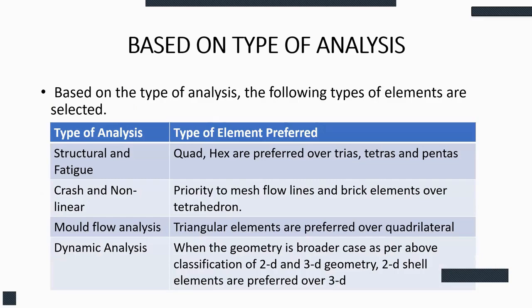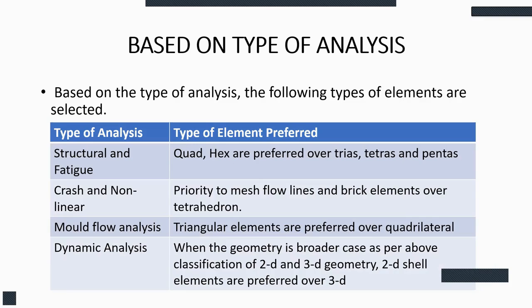Element selection based on the type of analysis. If there will be only structural or fatigue analysis, then quad and hexa elements are preferred. If there is a crash or nonlinear analysis, then priority is mesh flow line bricks element over the tetrahedron. Then the fourth type is mold flow analysis, where triangular elements are preferred over the quadrilateral. Then the last one is dynamic analysis.